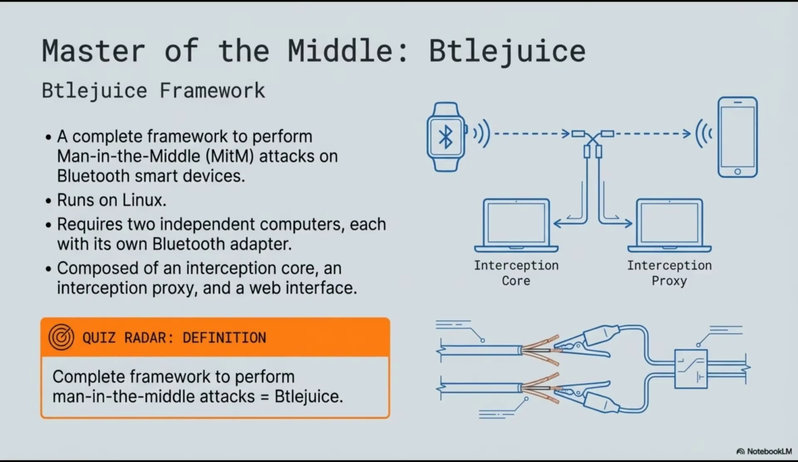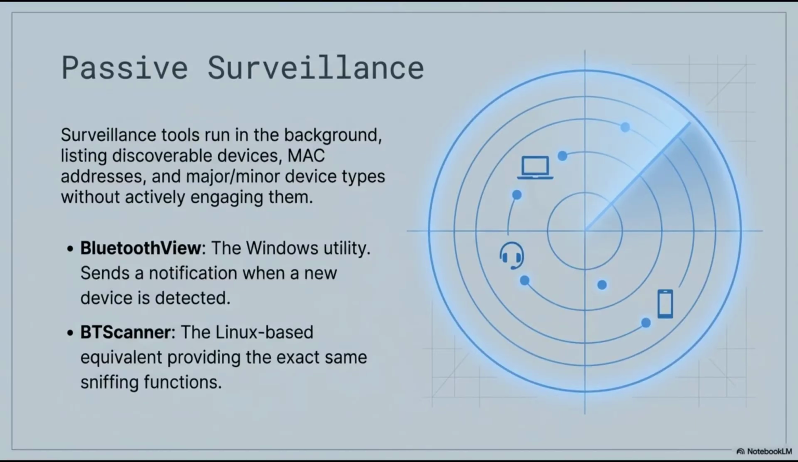Let's change to slide 11, titled Passive Surveillance. Before deploying heavy artillery like Betelgeuse, ethical hackers use tools that run quietly in the background without actively engaging targets. Just listening. They list discoverable devices, MAC addresses, and major minor device types. The slide lists two of these tools. Bluetooth View is the Windows utility that sends a notification when a new device is detected. BT Scanner is the Linux-based equivalent providing the exact same sniffing functions.